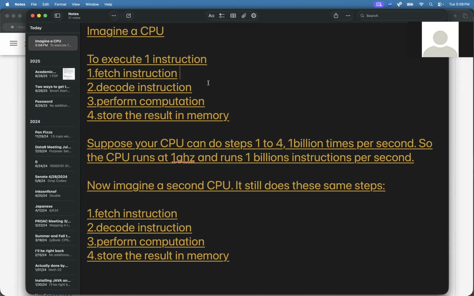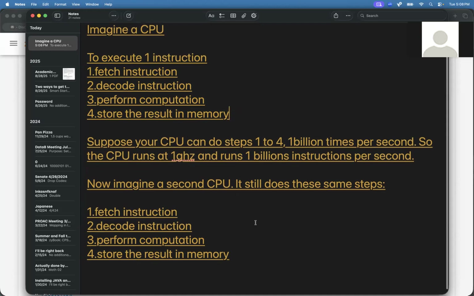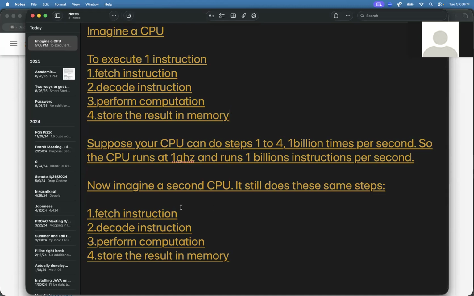So you have instruction 2 there, and then there, and then there, and then there. Instruction 1 goes through all these steps, then instruction 2 goes through all these steps, and then instruction 3 goes through all these steps. And so what pipelining does is this.